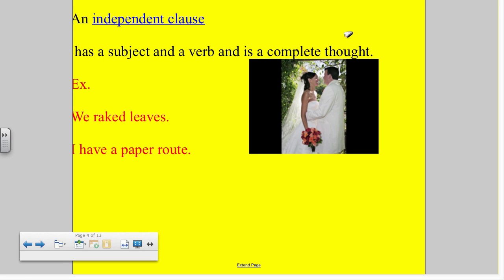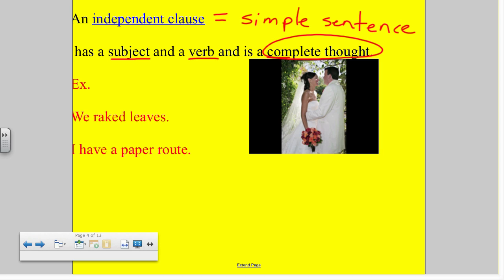Talk about compound and complex sentences. A good place to start would be independent clauses. Independent clauses contain a subject, a verb, and are complete thoughts. Another way to say an independent clause would be a simple sentence. You can think about it in your head, and it makes sense. It'll be an independent clause.